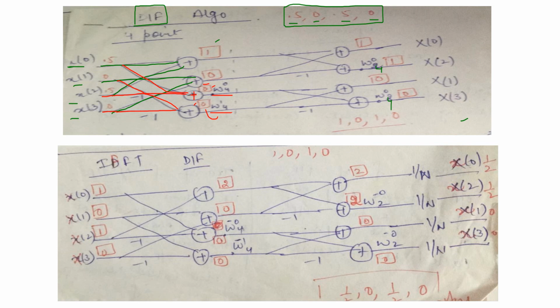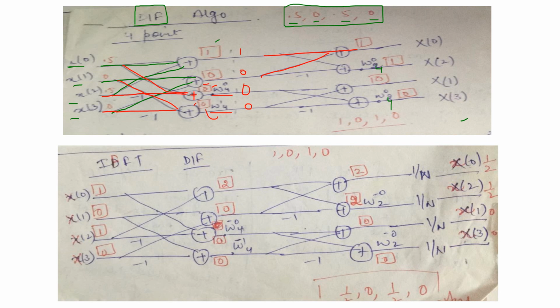0 multiplied by this will be 0. The sequence at the output of first stage is 1, 0, 0, 0. Now do the calculation of second stage. This 1 is coming from this side. This 0 is coming from this side.